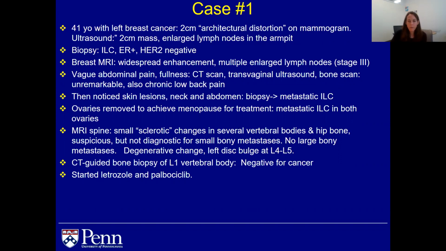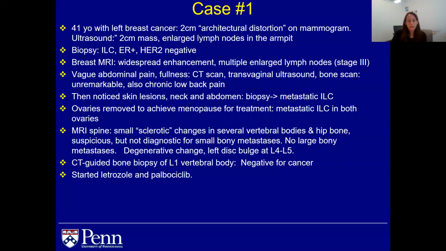And the first case I want to present to you is a 41-year-old woman who was diagnosed with a 2-centimeter left-sided breast cancer on mammography, and the ultrasound confirmed about a 2-centimeter mass, but then noted some lymph nodes in the armpit. So the biopsy showed ILC that was estrogen receptor positive, as is commonly the case, and HER2 negative. When she got her breast MRI, as is commonly the case with lobular cancer, there was more widespread involvement of the cancer in the breast than was seen on the standard imaging, as well as more lymph nodes. So that made, at that point, a diagnosis of stage 3 disease.